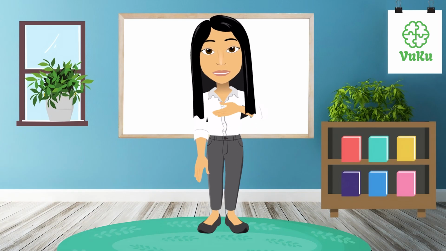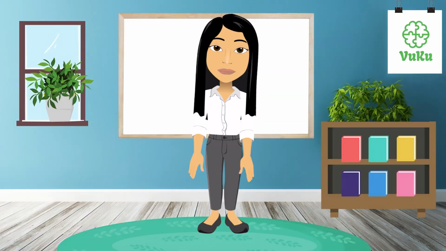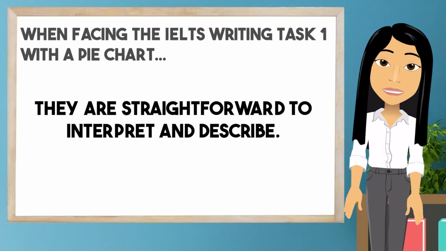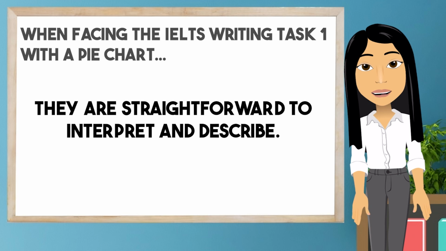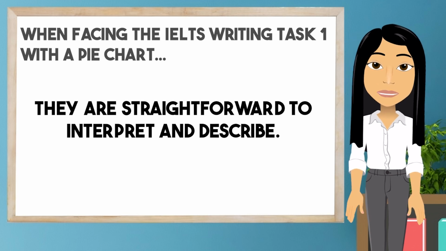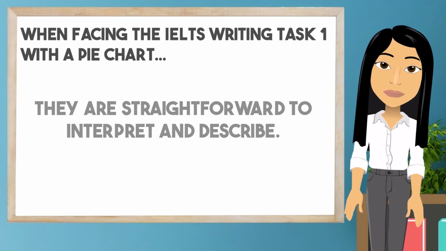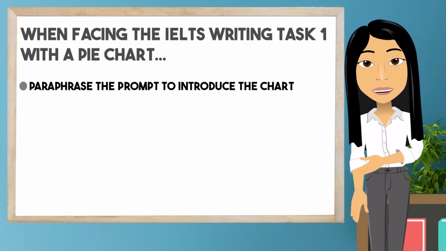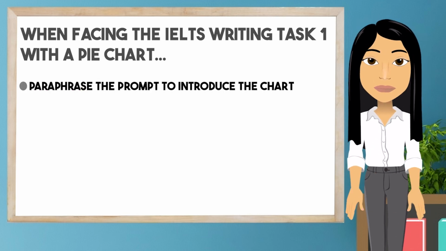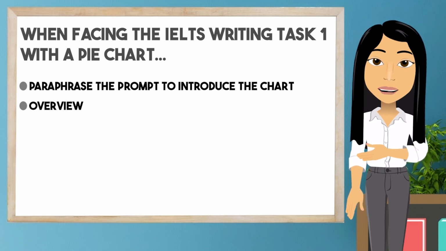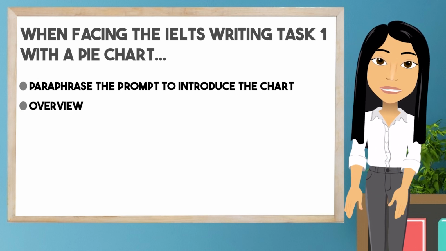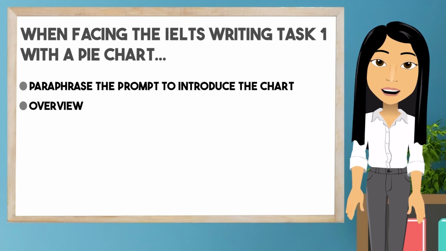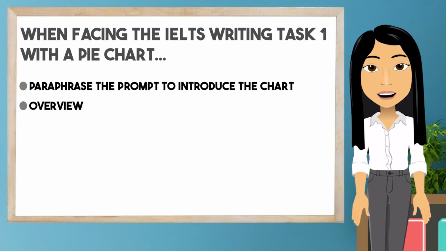Let me quickly go through today's lesson before we wrap up the video. When facing the IELTS Writing Task 1 with a pie chart, remember that they are straightforward to interpret and describe. All you have to do is know the right vocabulary. After you have identified the important segments of the pie chart, first step is to paraphrase the prompt to introduce the chart. Next step is the overview, where you summarize the most significant trends or differences without going into too much detail. Focus on the highest and lowest percentages or significant changes if comparing two charts.